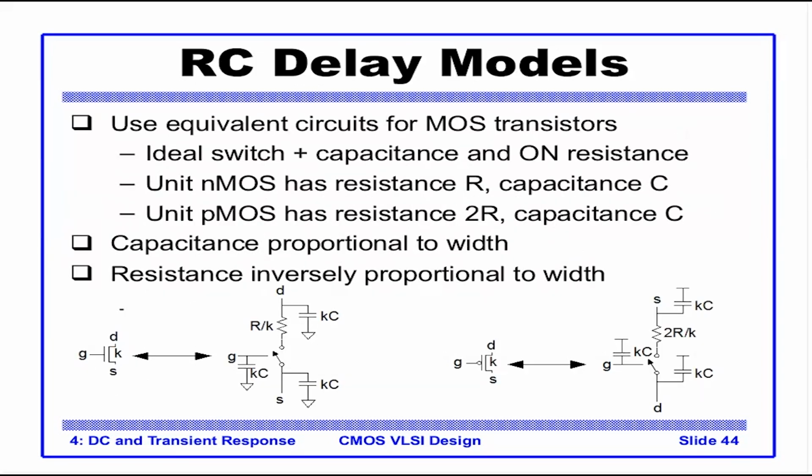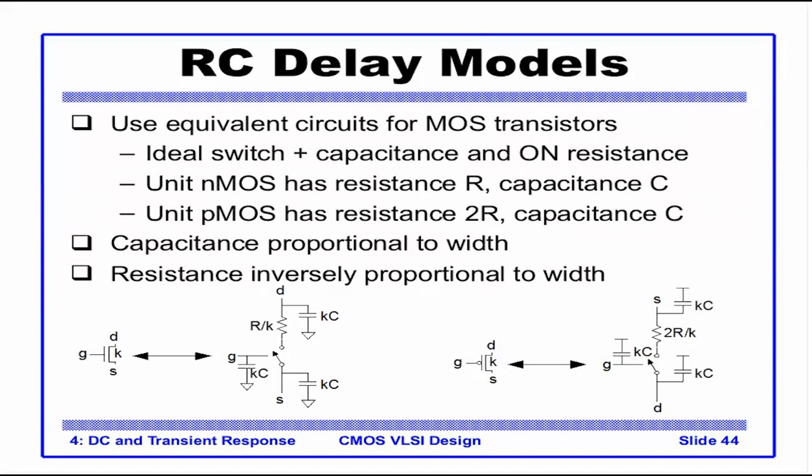Let's look at the RC delay model again. We talked about a unit NMOS transistor and a unit PMOS transistor. The rule of thumb says that if a unit NMOS has a resistance of R, then a unit PMOS has a resistance of 2R, because the mobility of holes is slower compared to electrons. Capacitance is the same. We define the capacitance to be C for each gate, drain, and source. The capacitance is proportional to width. We represent width by K. The resistance is inversely proportional to width.